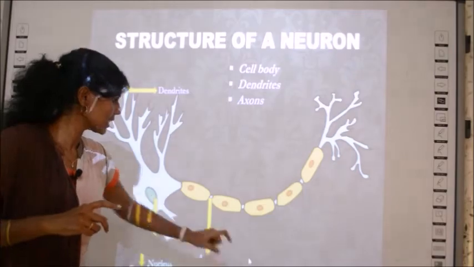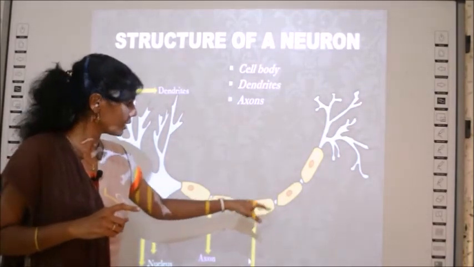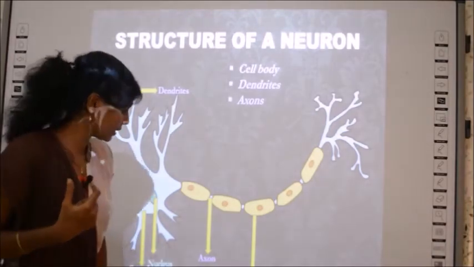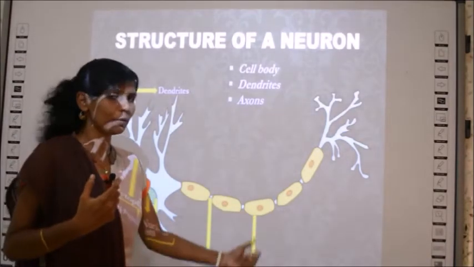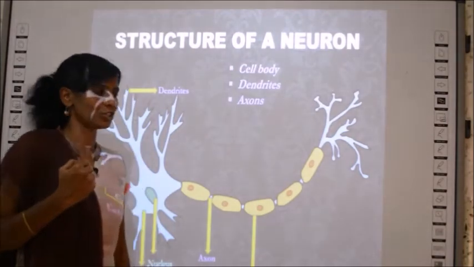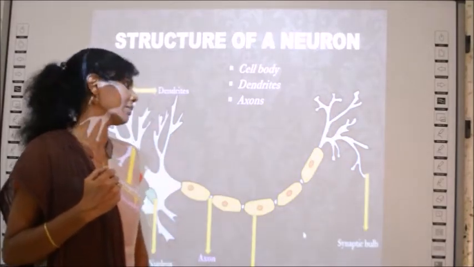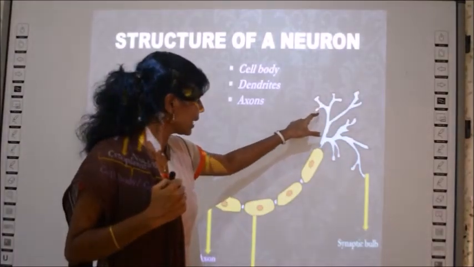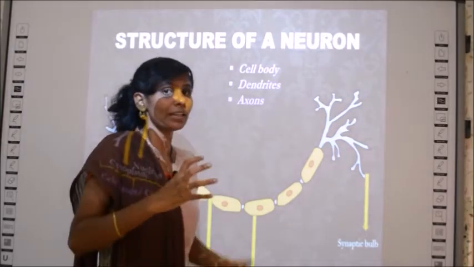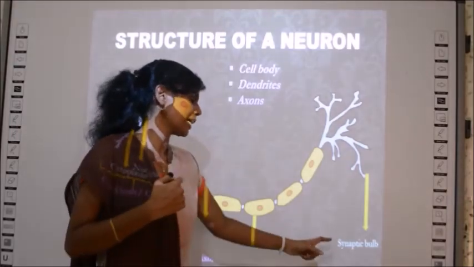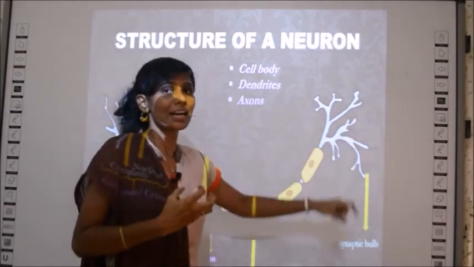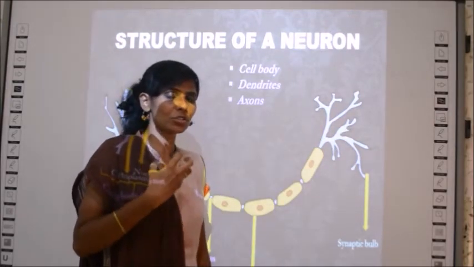Okay, so now we will see the structure. The next part: the yellow covering of the axon is called the myelin sheath. So the yellow portion covering the axon, a protective sheath, is called the myelin sheath. And there is one more structure. See, there are further branches and it ends in a bulb-like structure. See, all the ends are round in nature, no? That bulb-like structure is called the synaptic bulb. Why is it called the synaptic bulb?